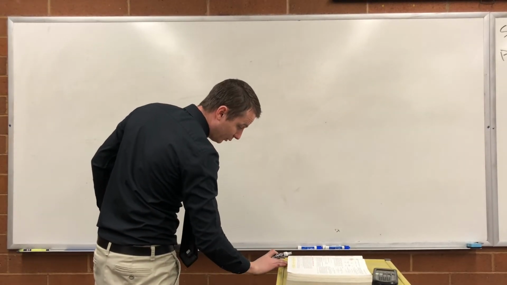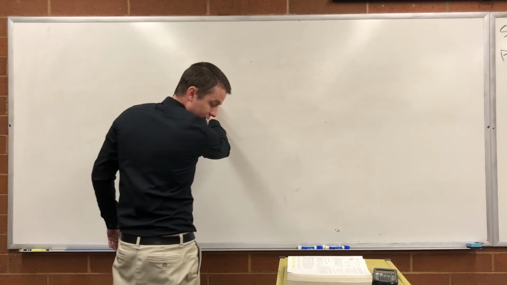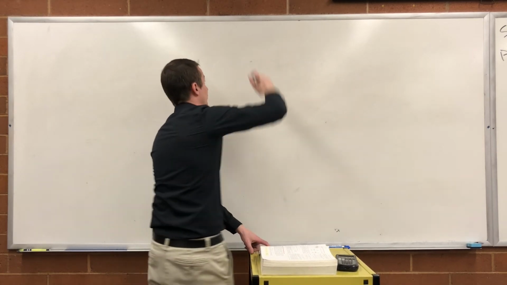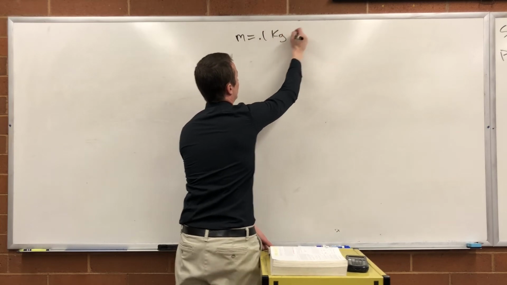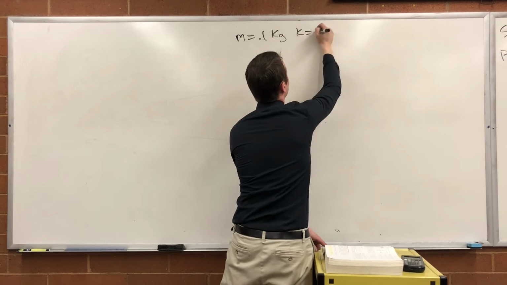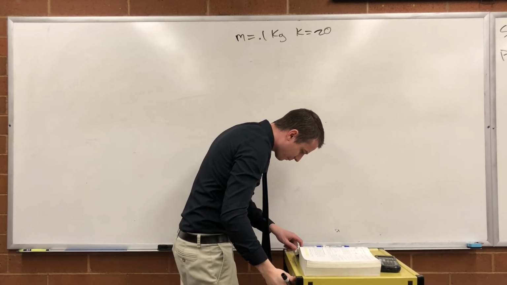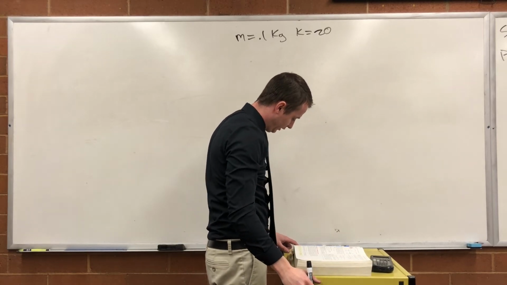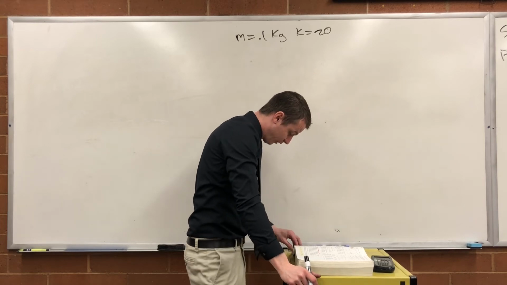So, next example. We've got a horizontal air track attached to a spring. Let me just start writing up the constants. M is equal to 0.1 kilograms. Our spring constant k is equal to 20 newtons per meter. Initially, the spring is unstretched and the glider is moving at 1.5 meters per second to the right.